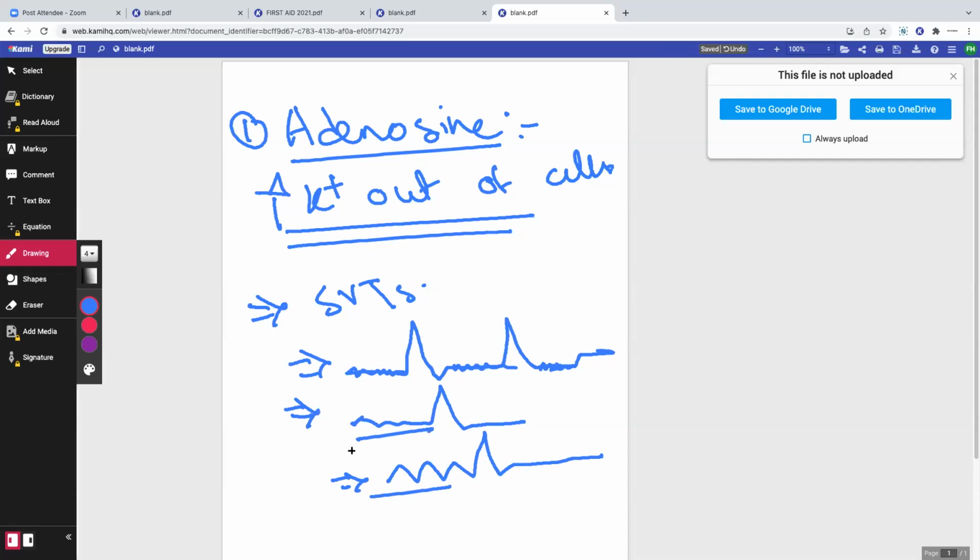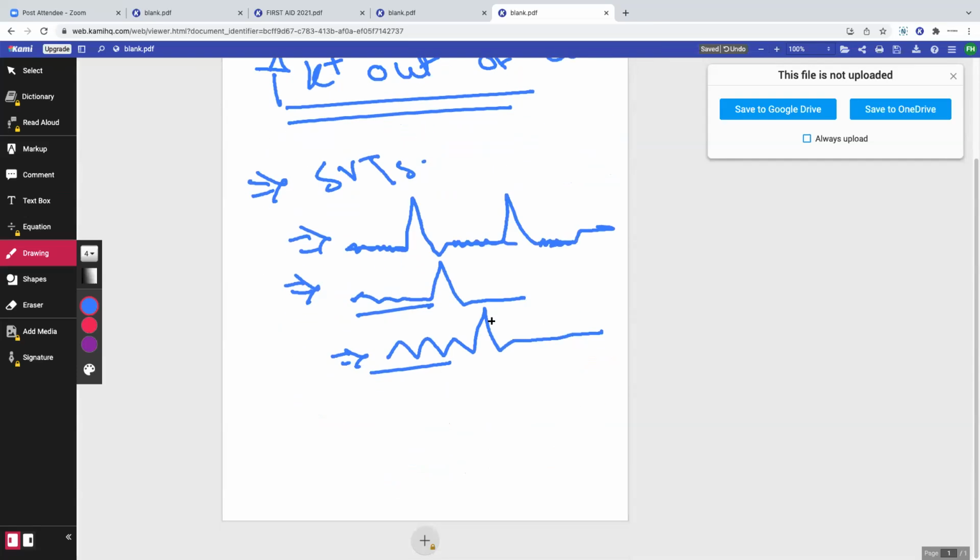Okay. Now, next one is adenosine. Is it a type of drug that can cause vasodilatation by increased cAMP activity? The answer is yes. So can they cause flushing, hypotension, coronary steal syndrome? Yes or no? The answer is yes.